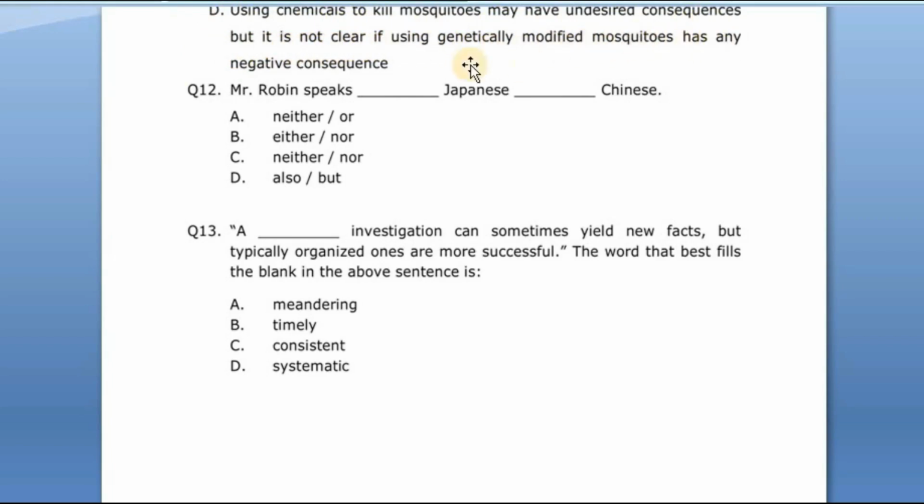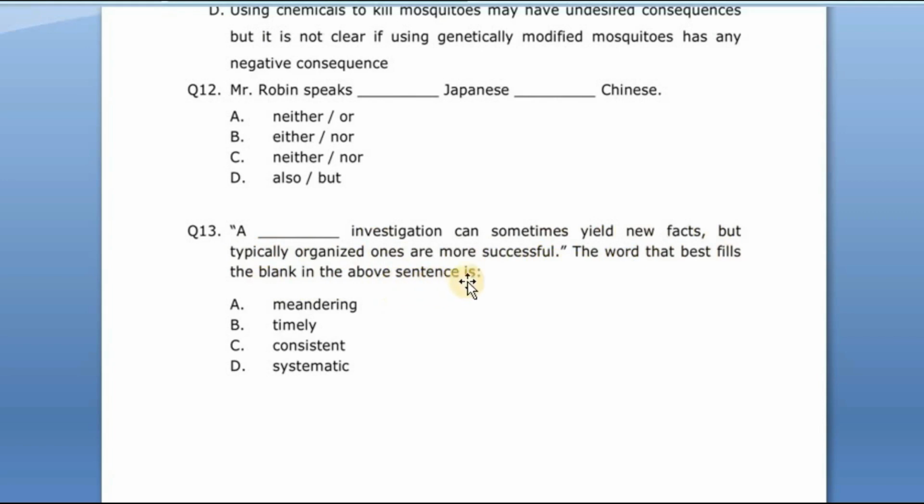12th question, Mr. Robin speaks Japanese, Chinese. 13th question, a dashed investigation can sometimes yield new facts, but typically organized ones are more successful. The word that best fills in the blank in the above sentence is.